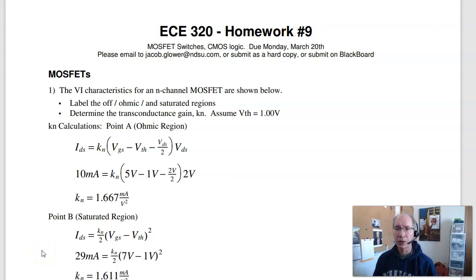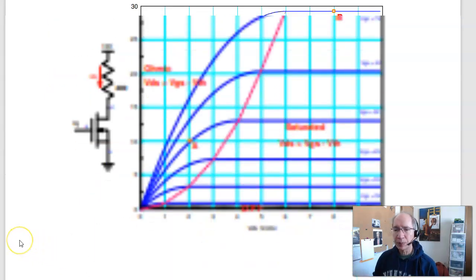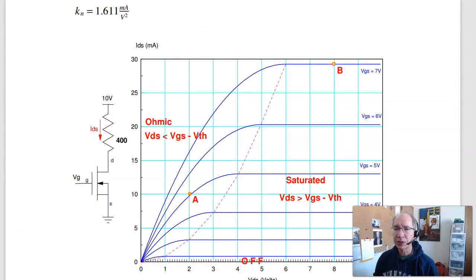Here are solutions to homework set number 9 for ECE 320. This homework looks at MOSFETs being used as switches and CMOS logic. Now the first problem is, given the VI characteristics for a MOSFET, label the regions and calculate the transconductance gain K sub n.